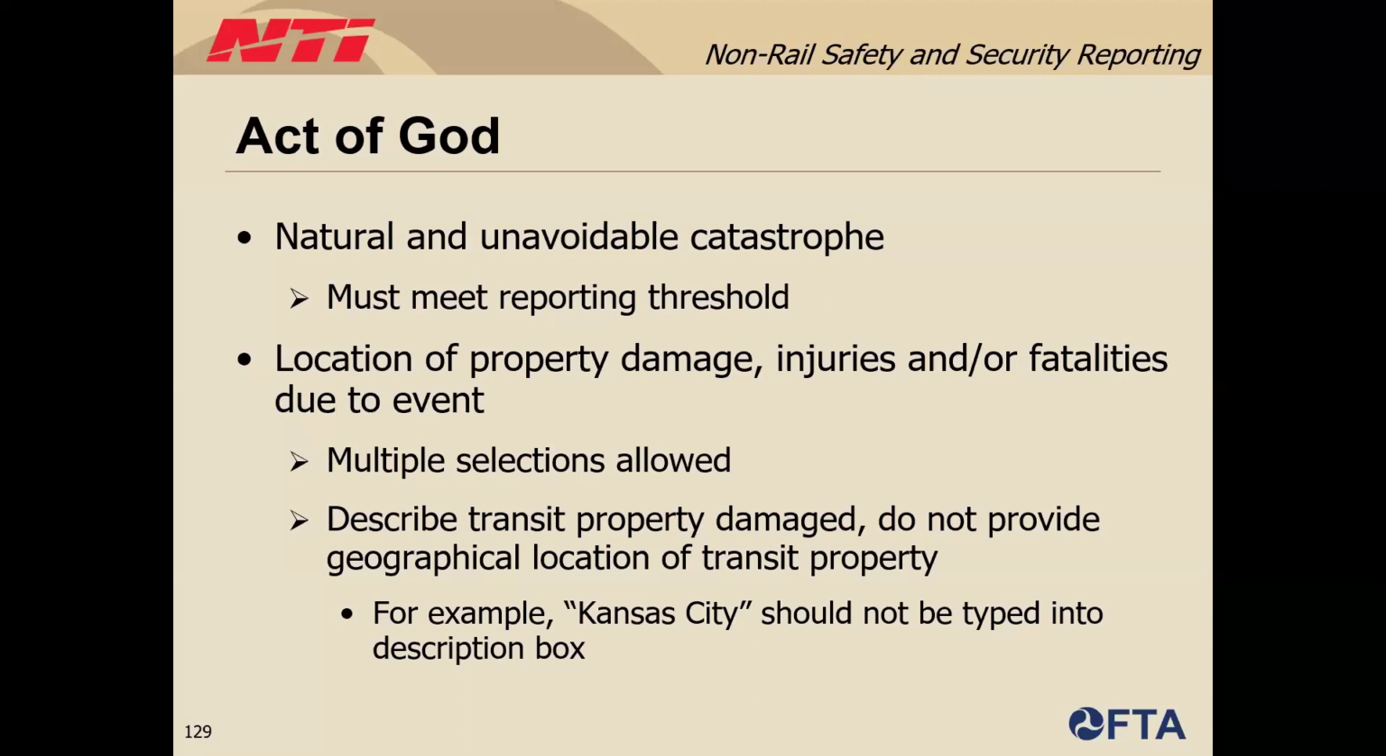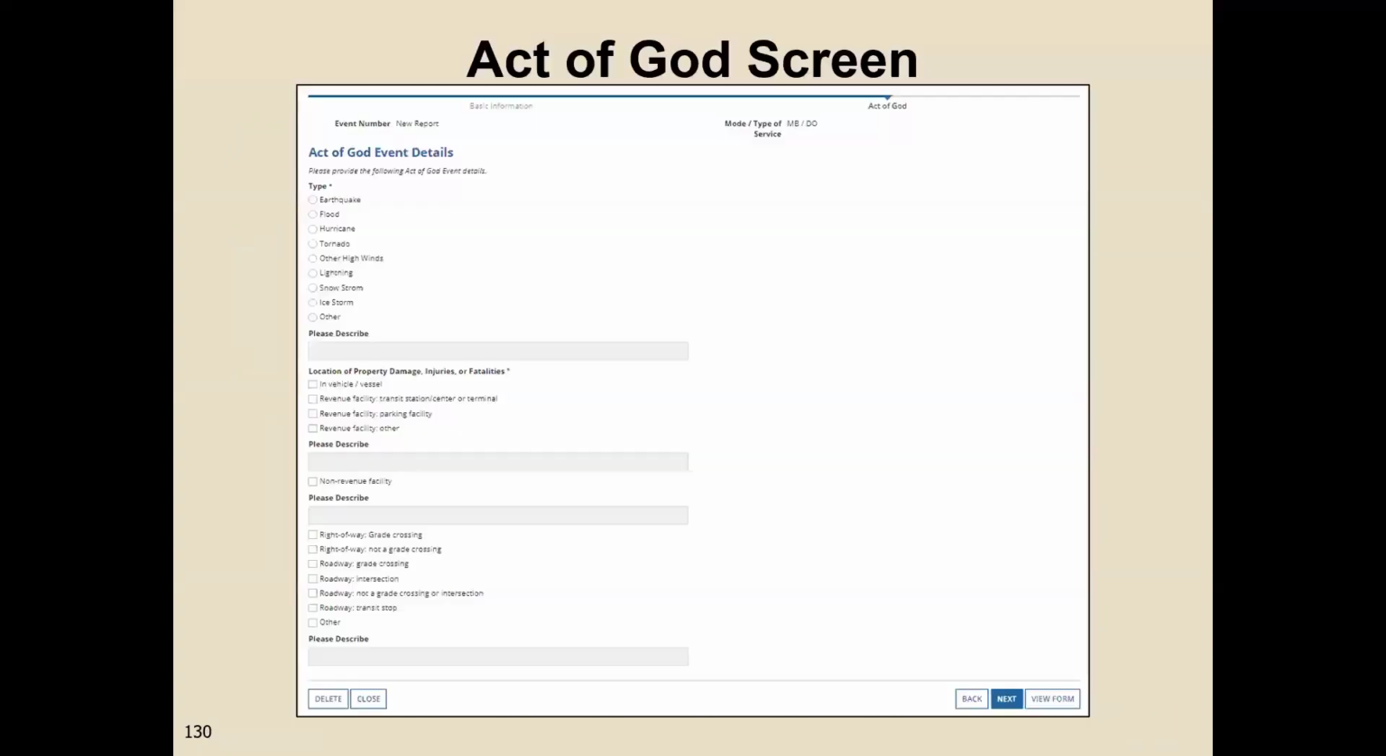Acts of God are natural and unavoidable catastrophes that affect the transit environment. Select all locations of property damage, injuries/fatalities, and evacuations. You would be able to choose more than one option. For example, the location should indicate the property or properties that were damaged and not the geographic location, such as the name of the city. This is a screenshot of the Act of God screen.